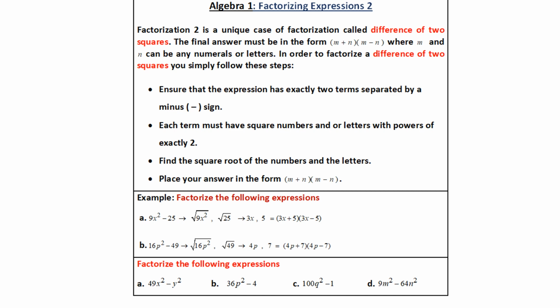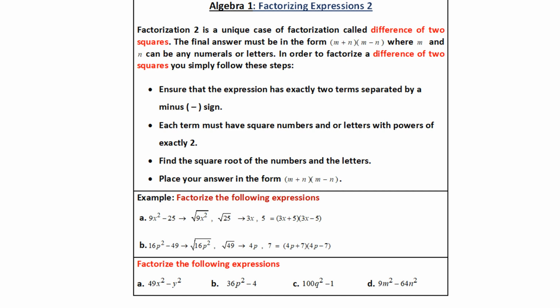Your final answer must have brackets. So just remember, when you talk about factorization, your final answer must have brackets. So the final answer must be in the form open bracket m plus n close bracket, open bracket m minus n close bracket, where m and n can be any numerals or letters. In order to factorize a difference of two squares, you simply follow these steps.